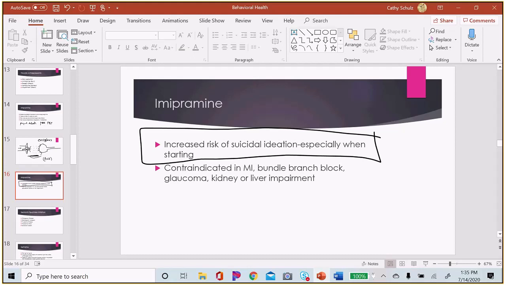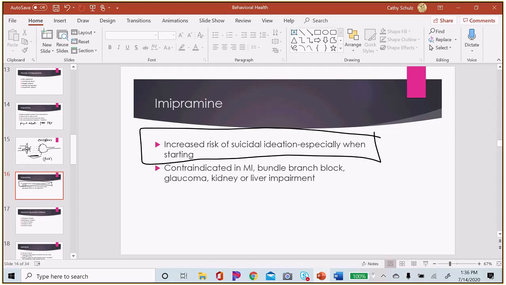Especially with imipramine, because you can use tricyclic antidepressants to commit suicide. If taken in large quantities, they will cause dangerous arrhythmias and MI. So the person who is on tricyclic antidepressants, especially in the beginning, has to be watched to be sure they're not increasing suicidal thoughts. Other things you have to worry about are glaucoma. It can make glaucoma worse.